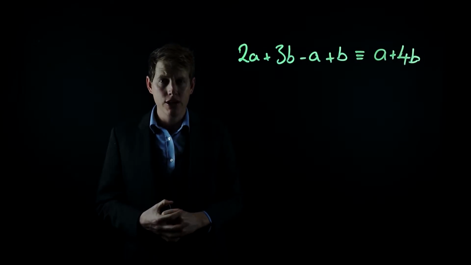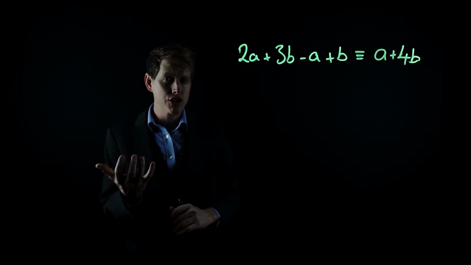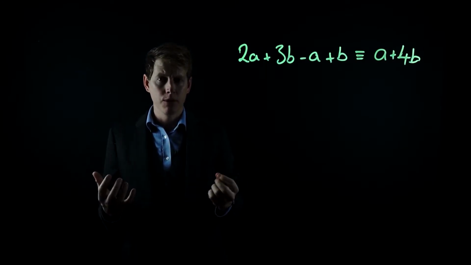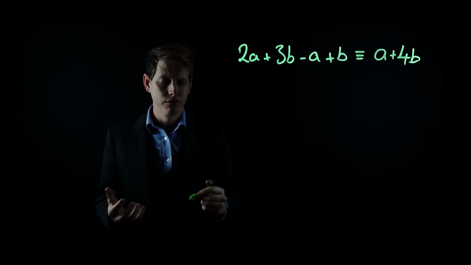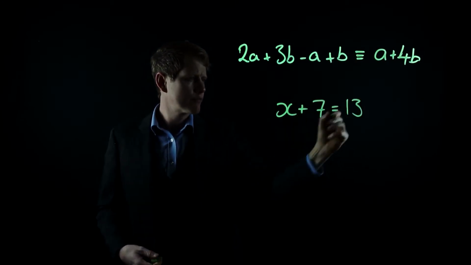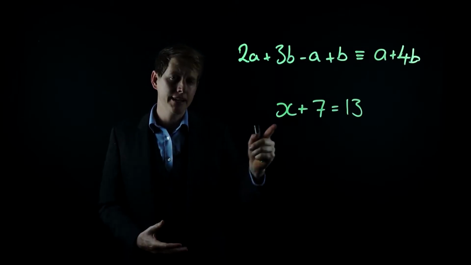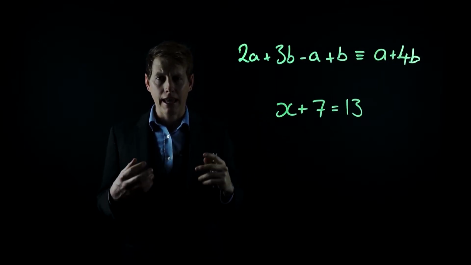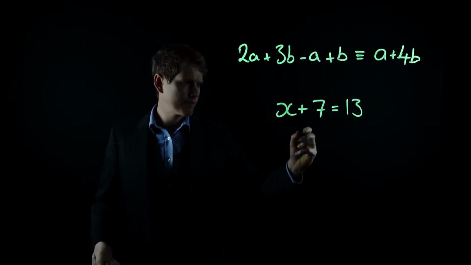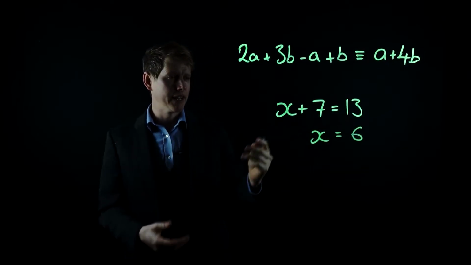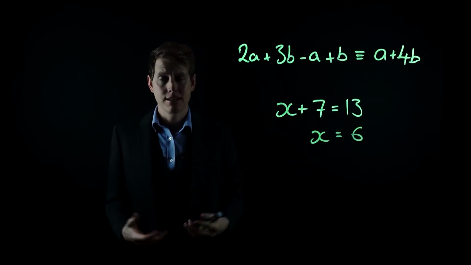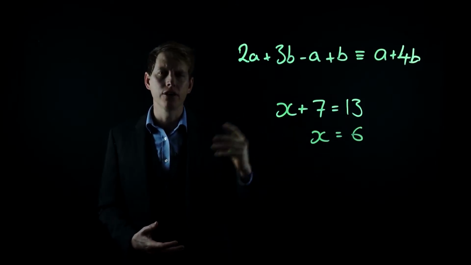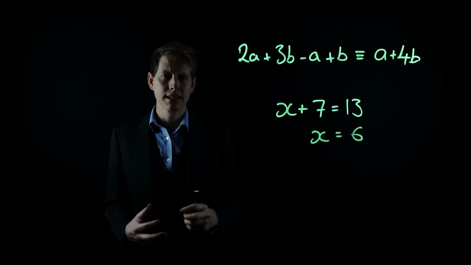Now, an algebraic equation links an algebraic expression with a number or two algebraic expressions with each other using an equal sign. For example, this is an example of an algebraic equation. In an algebraic equation, the unknown has a very specific number, and finding out what that number is called solving the equation. Now, we can do that by looking at this and going, what number added to 7 has a result of 13? Well, 6 plus 7 equals 13, so we know that x, in this case, must be 6.